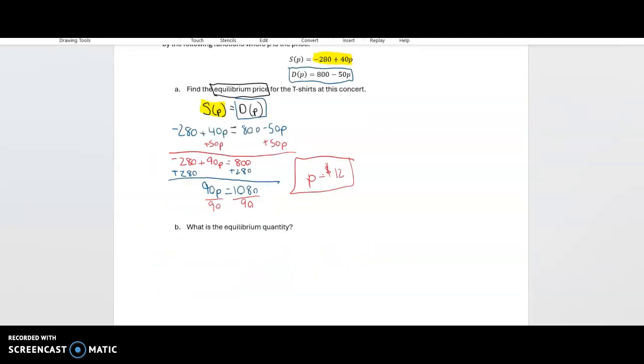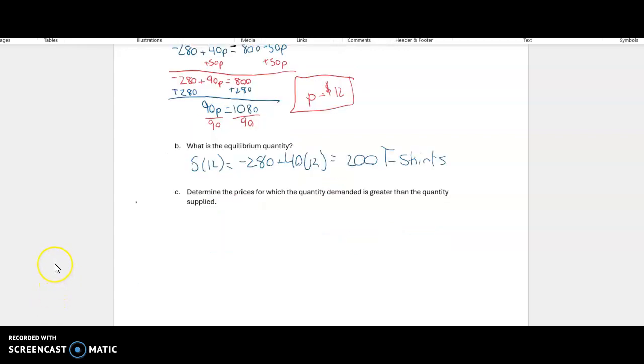Next, I'm asked to find the equilibrium quantity. To do that, you simply plug in 12 for P in one of the equations. So I'm going to find S of 12. And that's negative 280 plus 40 times 12. When I do that, I get 200 t-shirts. That's the equilibrium quantity.